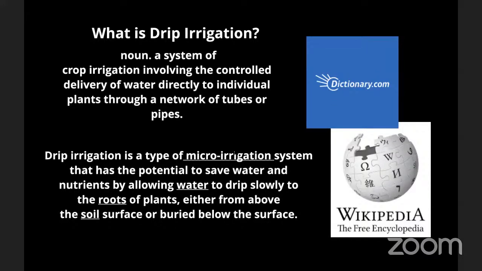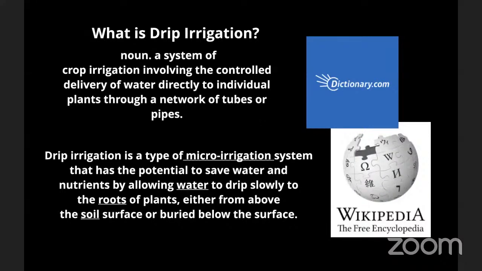If you just look at some of these internet examples, the top one is a system of crop irrigation involving controlled delivery of water directly to individual plants through a network of tubes or pipes. So obviously for our home landscapes, unless it's our veggie beds, it's not crop irrigation. You'll also read some stuff on the internet about how, as opposed to spray systems, drip is run briefly on a daily basis to maintain constant soil moisture. That's kind of a remnant of when drip was primarily used to grow vegetables.